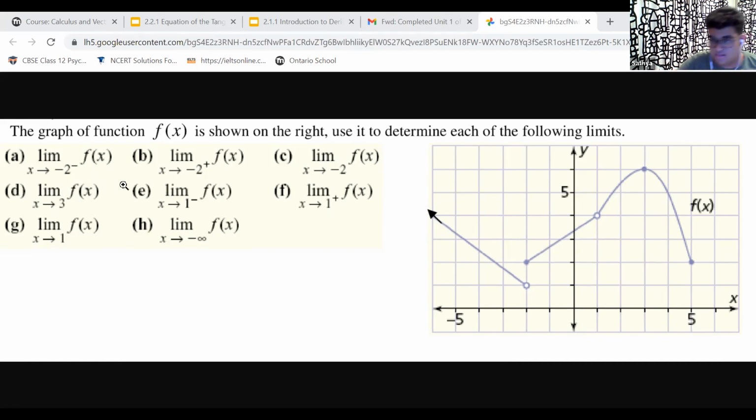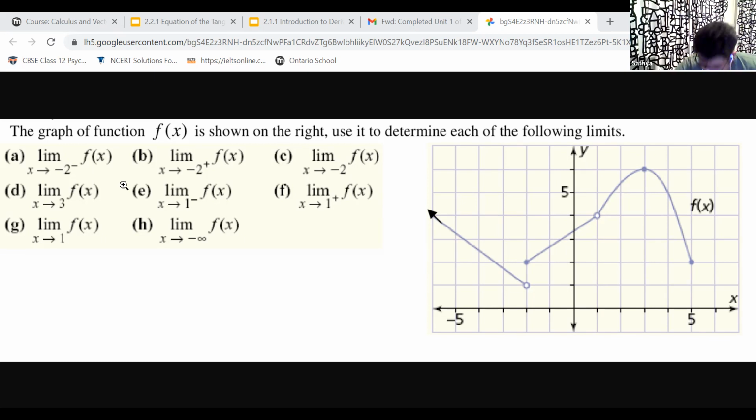Like, for the first one, I think it's one. Is it one? Yeah, correct. For the second one, it's one as well. No, it is not one. Is it two? Yeah, it is two.